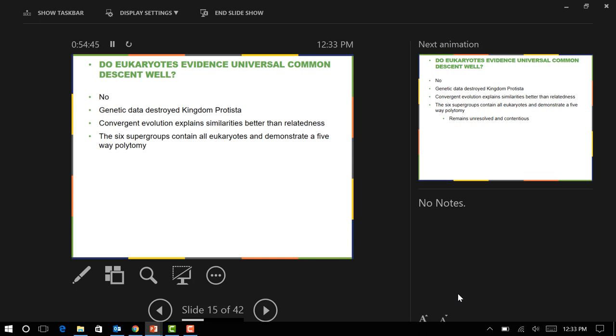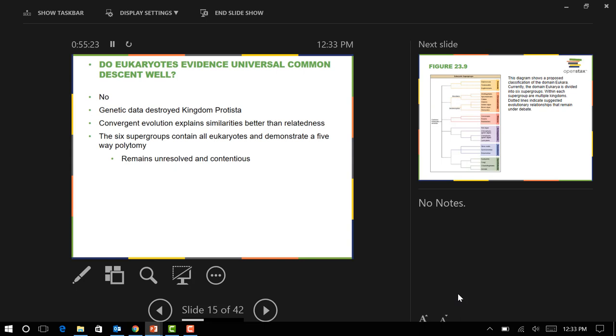One branch becomes three. These six supergroups have a five-way polytomy, meaning that nobody has any idea of how all these groups relate to one another, which is not good evidence that they all do relate to each other, right? Because if they did, they should kind of nest in nice places to demonstrate this trajectory. And even this five-way polytomy has branches that the majority of people agree with, but there's an enormous amount of disagreement, okay?